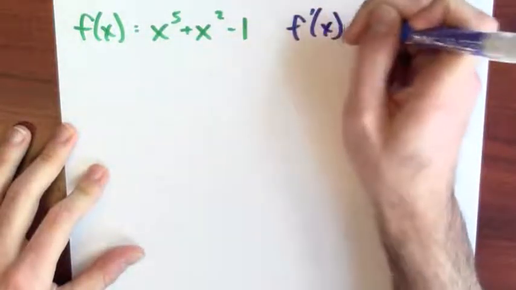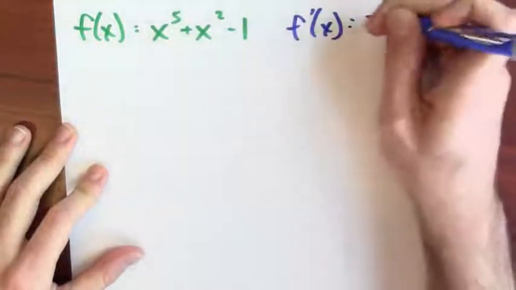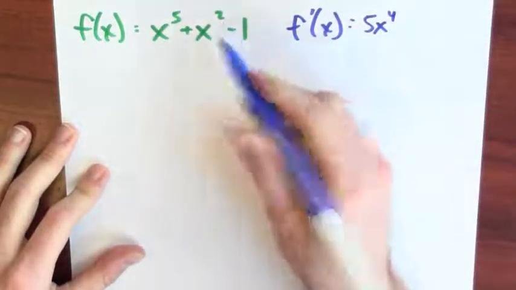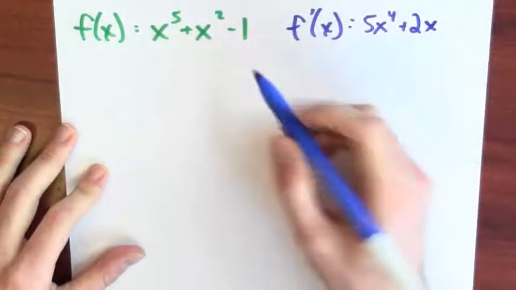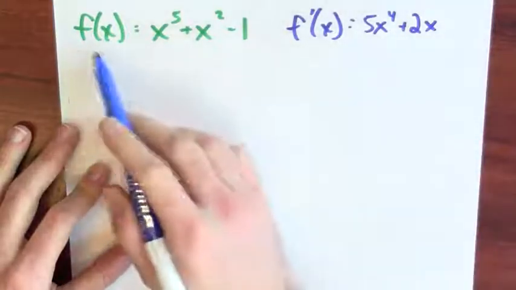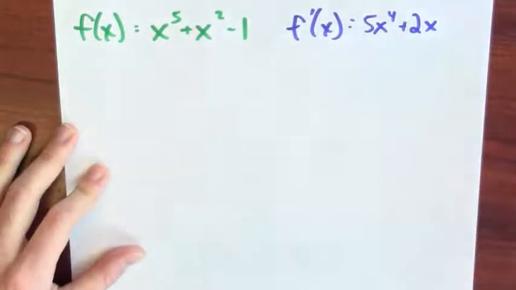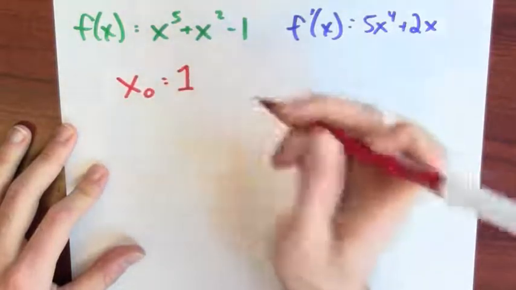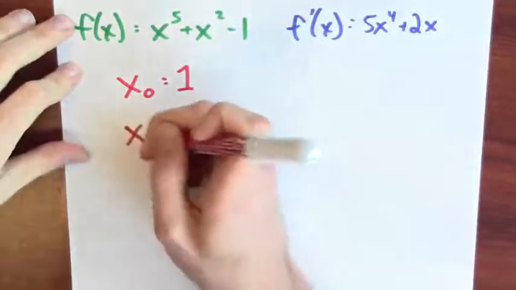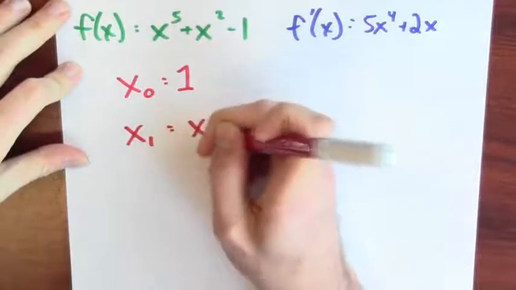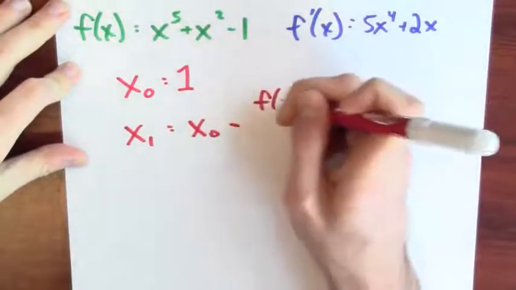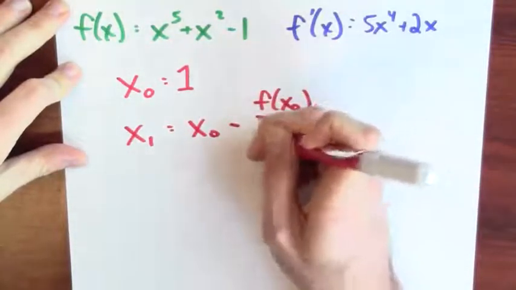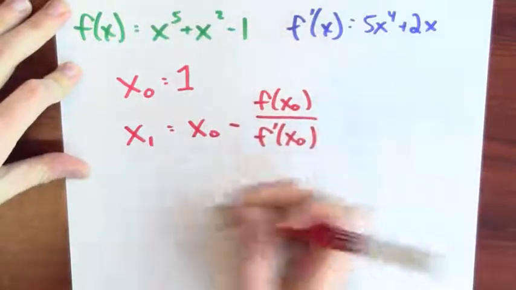So the derivative of f, well, the derivative of x to the fifth is 5x to the fourth. The derivative of x squared is 2x. And the derivative of 1 is 0. So I've got my original function, I've got my derivative. And then Newton's method tells me that I should make a first guess. My first guess will be 1. So I've made my initial guess. What's my next guess? So my next guess, according to Newton's method, I'll call that x sub 1, will be my old guess minus the function's value at my old guess divided by the function's derivative at my old guess.